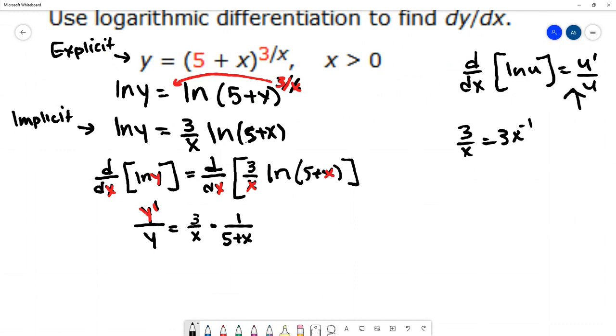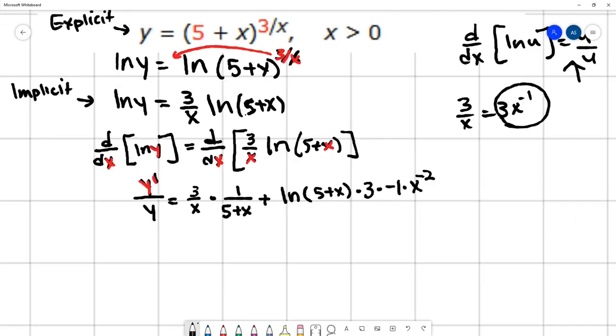So we've got the first factor, times the derivative of the second factor, plus the second factor, natural log of 5 plus x, times the derivative of the first factor. So I'm doing the derivative of 3 times x to the negative 1. 3 is a constant multiple. I'll use the power rule. That's negative 1 times x to the negative 2. So we bring that power down and take 1 away from the power. So here we have calculated the derivative.